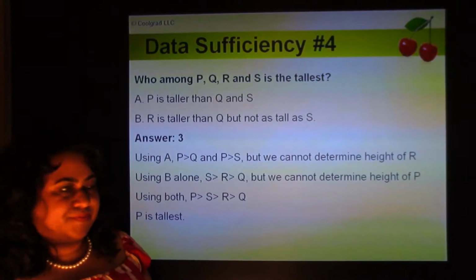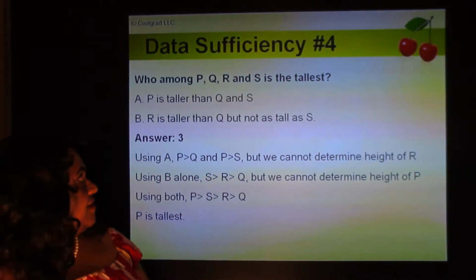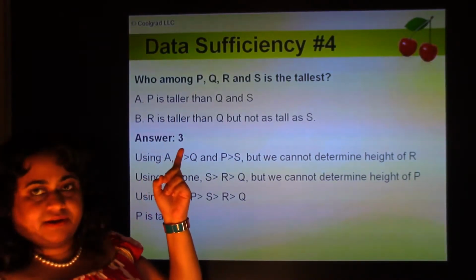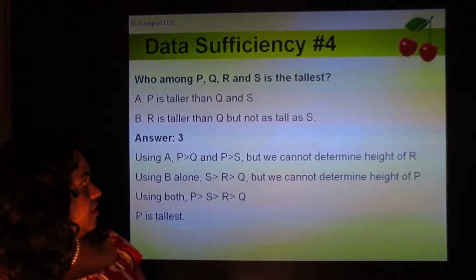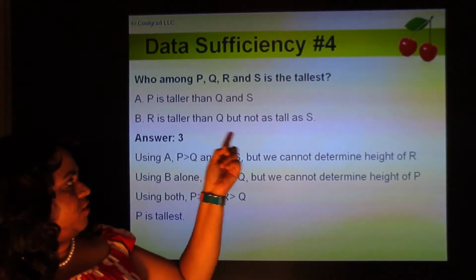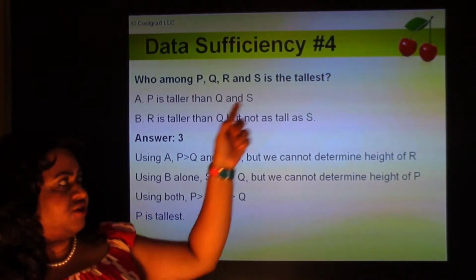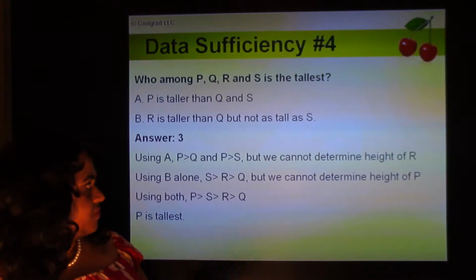So question number 4. Who among P, Q, R and S is the tallest? Statement A: P is taller than Q and S. And statement B says R is taller than Q but not as tall as S. So remember, there are 4 people. We have to determine who is the tallest.